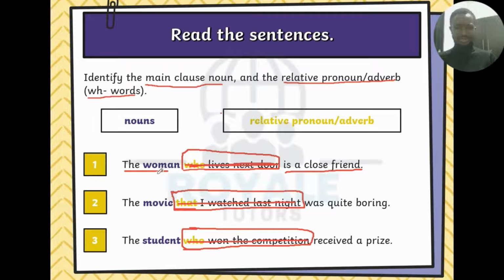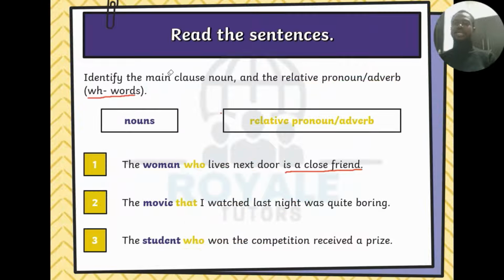What type of woman? Oh, who lives next door? Oh, now I get the movie. Oh, which movie? That I watched last night. Oh, I get it now. The student. Which student are you talking about? Who won the competition? Oh, I get it now. So, this is what you get here.